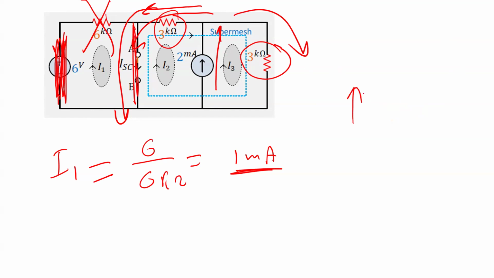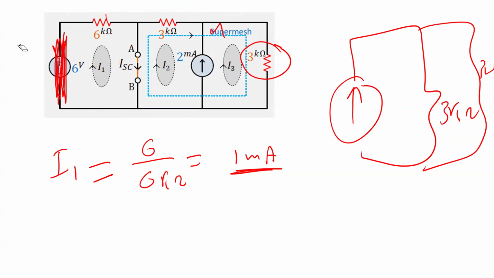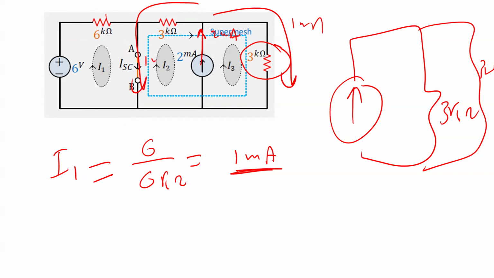current division theorem. If you have a current source, and then I have two equal resistances, 3 kilo ohm and 3 kilo ohm, so this current, which is 2 milliampere, is gonna be split equally. So what happens here is, of the 2 milliampere, 1 milliampere is gonna come this way, and 1 milliampere is gonna come this way. So the contribution of the voltage source is 1 milliampere, and the contribution of the current source is 1 milliampere. And both of them are in the same direction. That's why the total is 2 milliampere, and that's what I got in the question, okay?